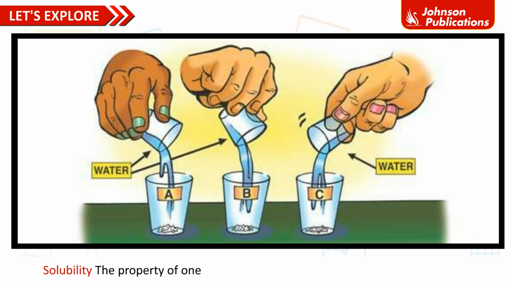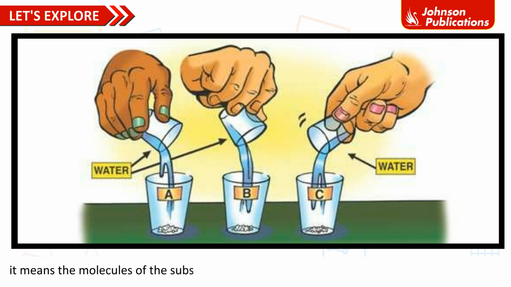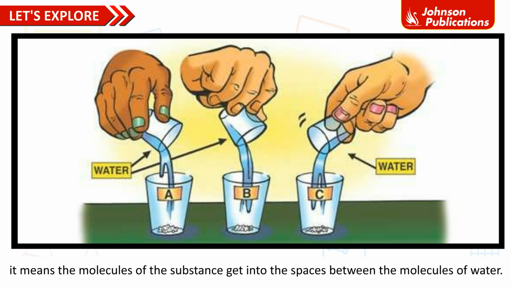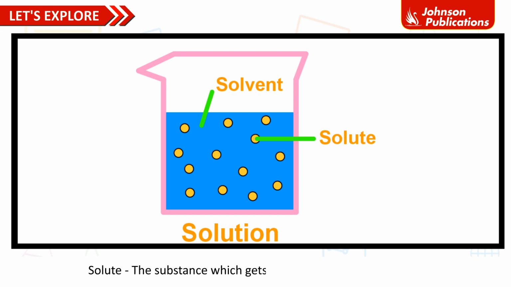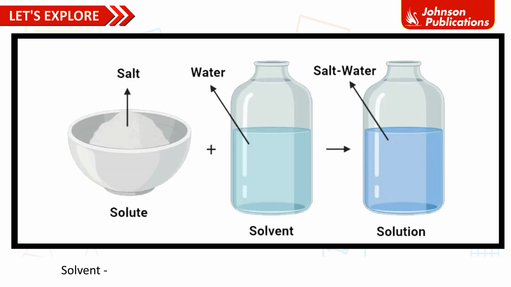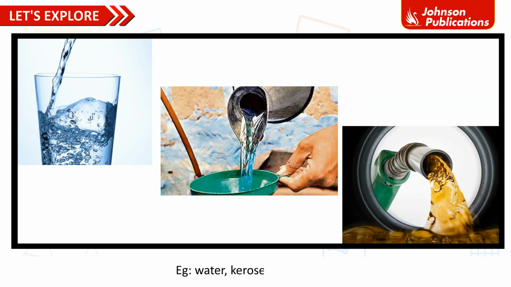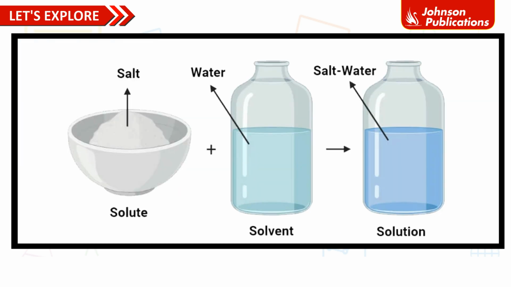Solubility. The property of one substance dissolving in another is called solubility. When a substance dissolves in water, it means the molecules of the substance get into the spaces between the molecules of water. Solute. The substance which gets dissolved is called the solute. Example: salt, sugar, and glucose. Solvent. The substance in which the solute dissolves is called the solvent. Example: water, kerosene, and petrol.